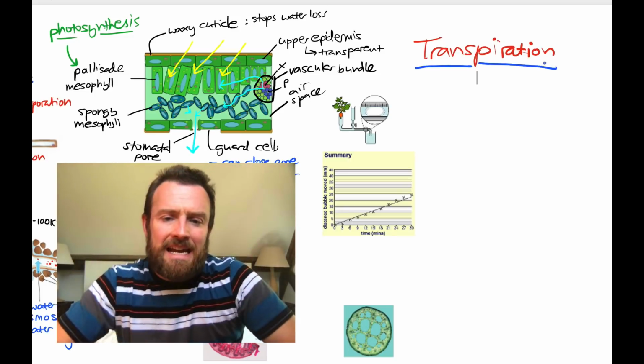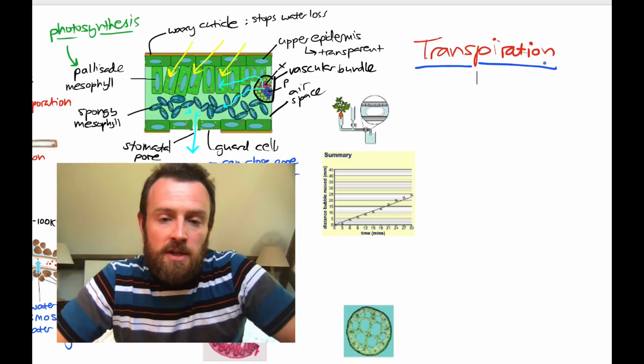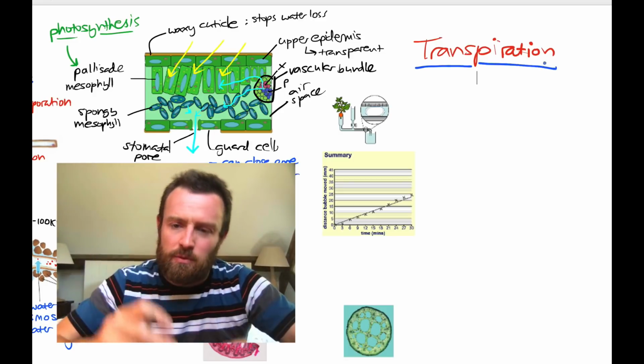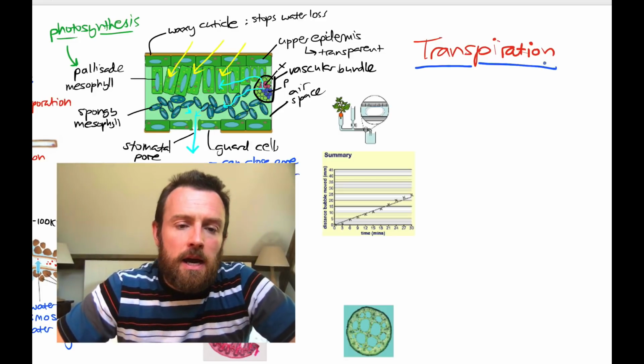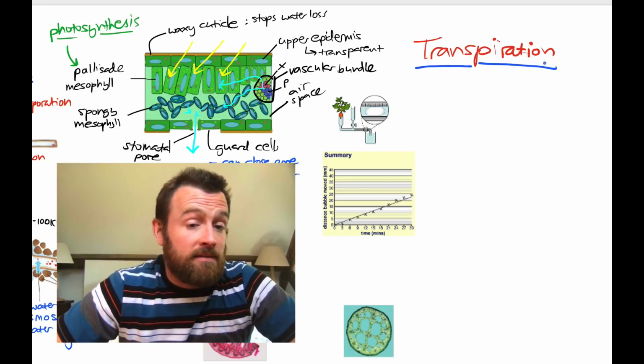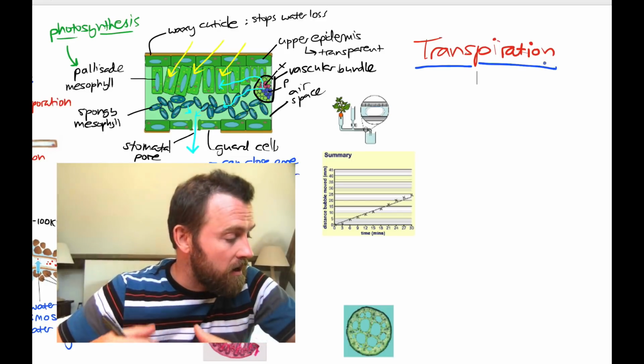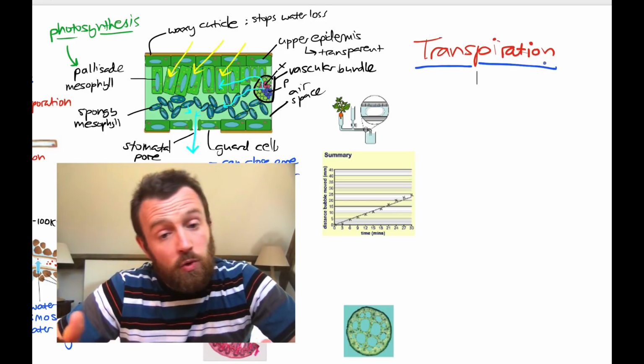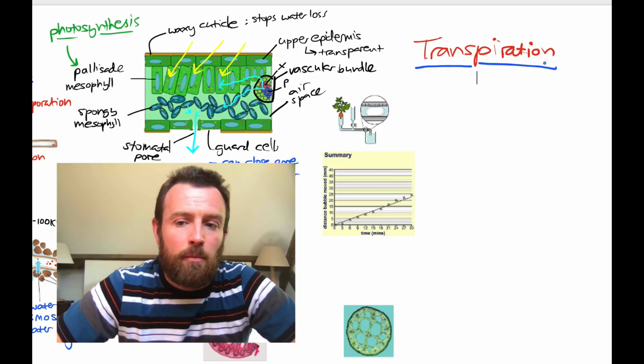Supplies water to maintain the turgor pressure, to keep the cells kind of inflated with water throughout the plant. And it also cools down the leaves when they're in the sun. This evaporation of water and diffusion out the stomata cools down the leaves as well. So transpiration is very, very important.